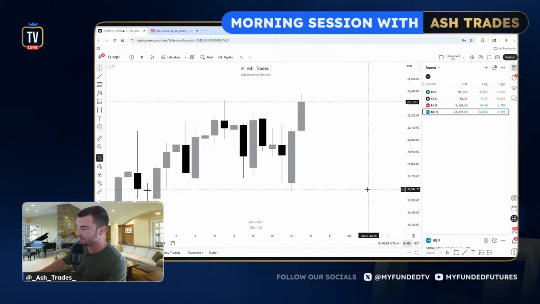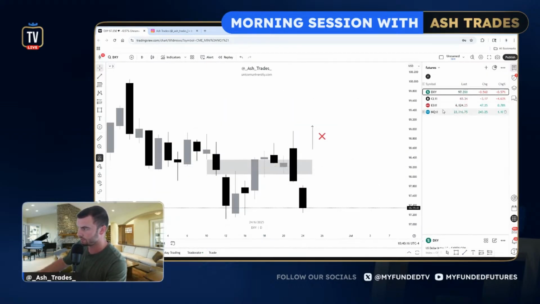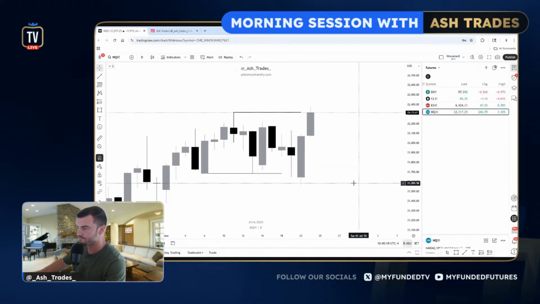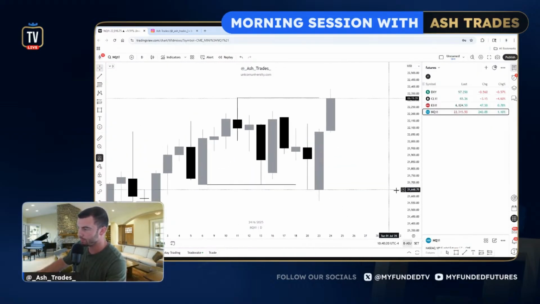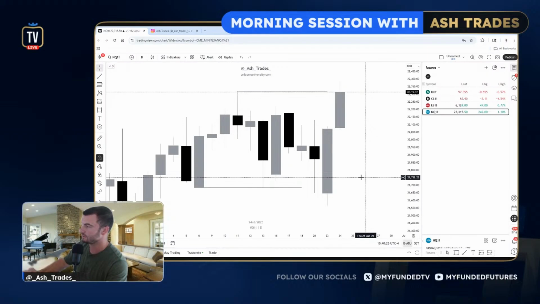I always get out on the daily chart and I'm looking at swing lows, swing highs. Okay, back to the top-down analysis. I'm looking at swing lows, swing highs, or FVGs.